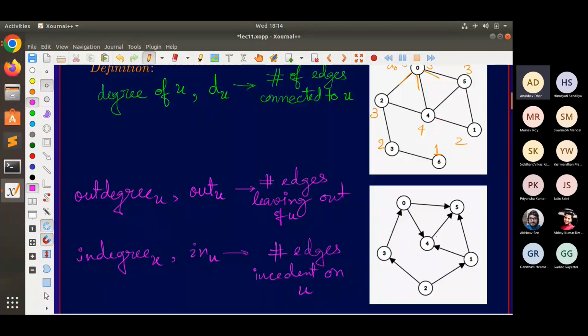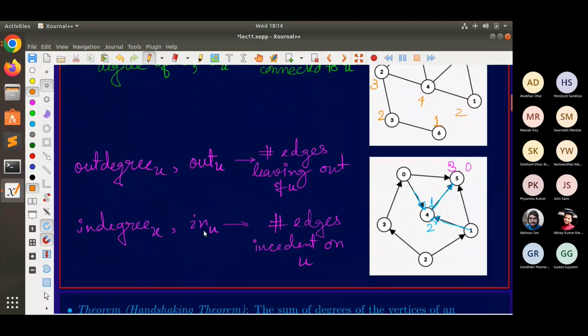So for example, the in degree of 5 is 3 because there are 3 edges incident on 5. And the out degree of 5 is 0 because there are no edges leaving 5. For 4, there is only one edge leaving 4, so the out degree of 4 would be 1. And there are 2 separate edges that are incident on vertex 4, so the in degree will be 2. And so on. You can calculate the in degrees and out degrees for other vertices as well. Okay. So all of these were done in the last class itself.